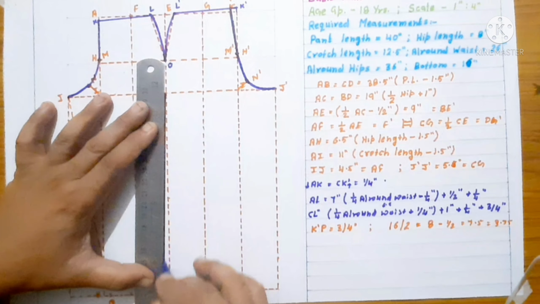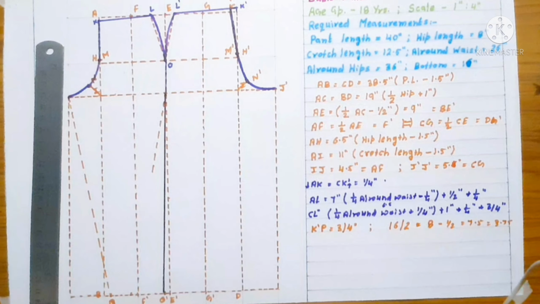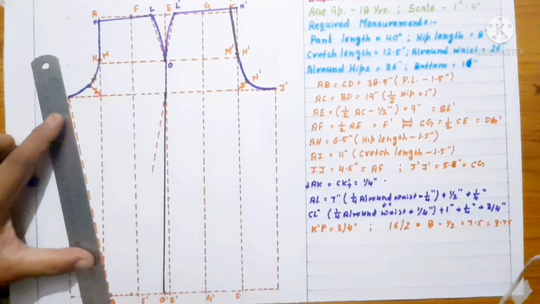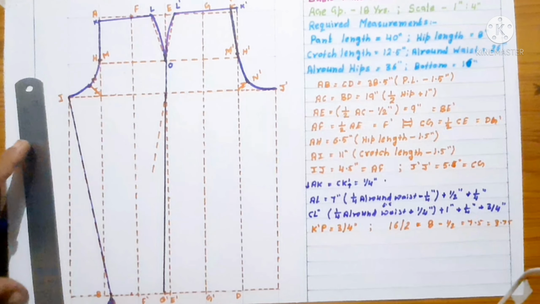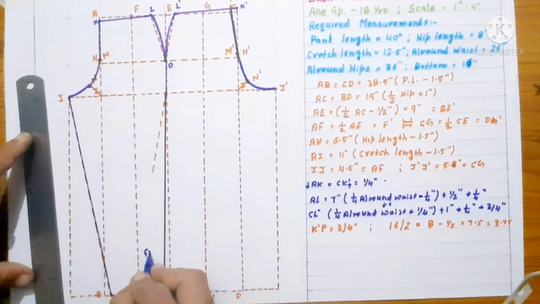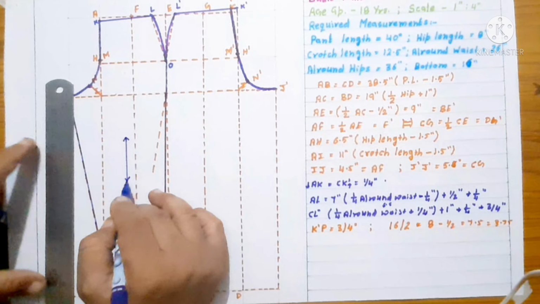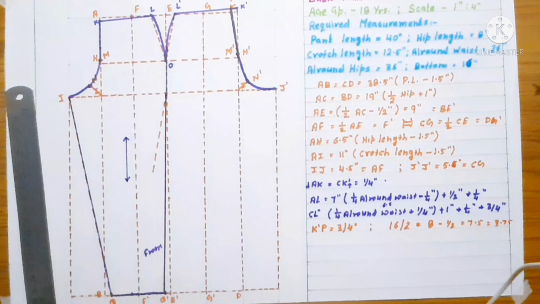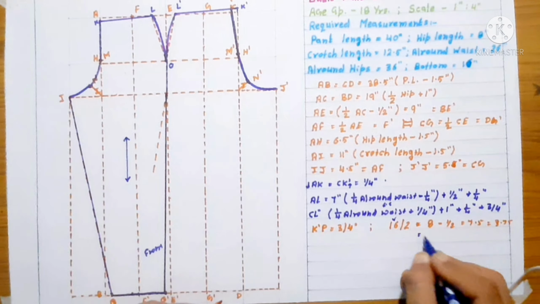We'll just give the shape like this, and you can see we have created the front block. Very easily it has been created. This is front and this is the grain line. This is off fold. The entire two sides, three sides, four sides are off fold. This is not on fold. We have not created any sign for the on fold.